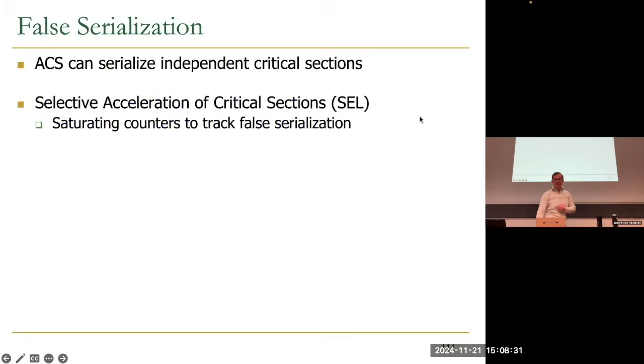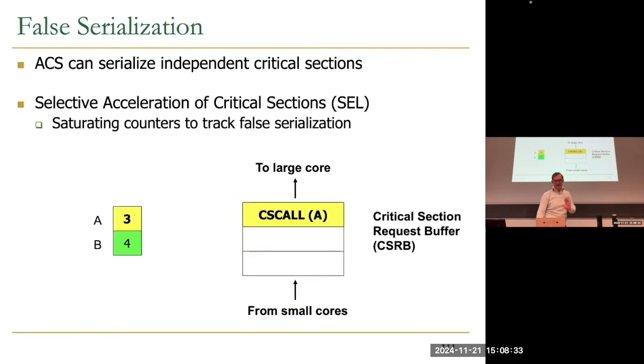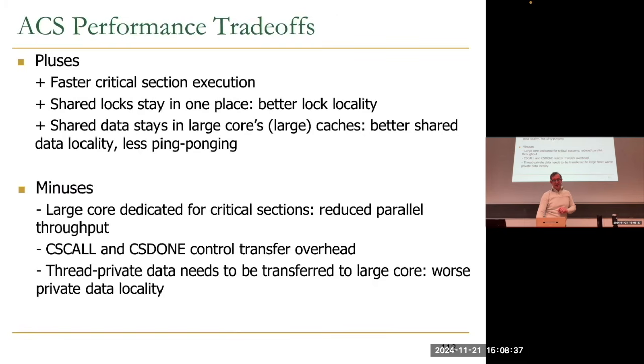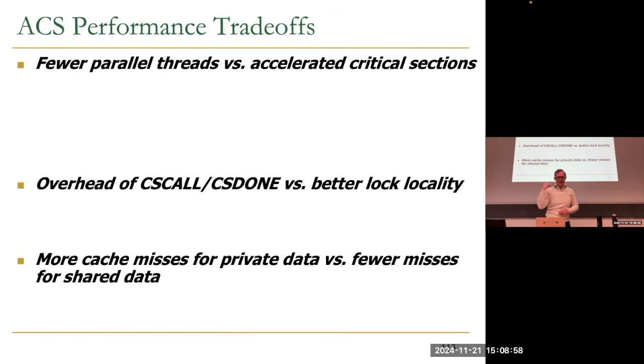There could be other ways. You could directly send data into registers, etc., but that complicates the communication paradigm. But essentially, now you're trading off shared data locality with private data locality. If you had executed the critical section in small cores, private data doesn't need to be transferred anywhere, but shared data now ping pongs. Now the question is, which one's worse? And the answer is it depends. So this is actually an interesting analysis I will show you in a little bit.